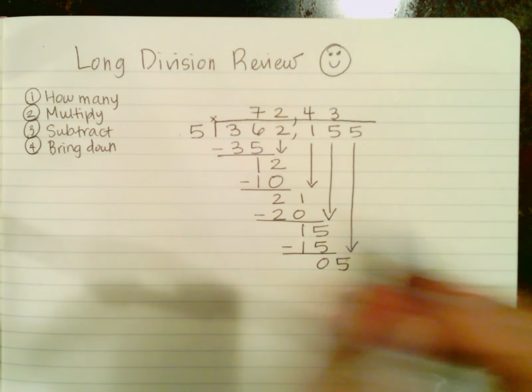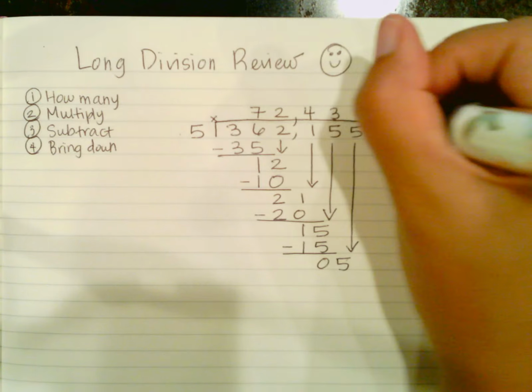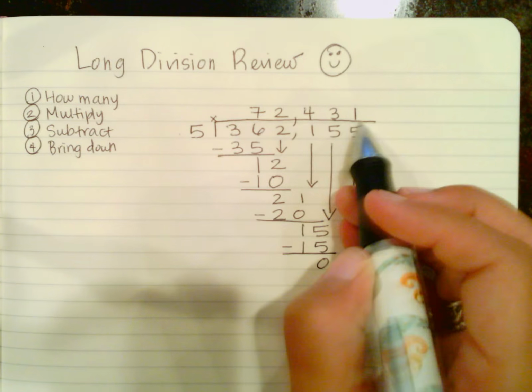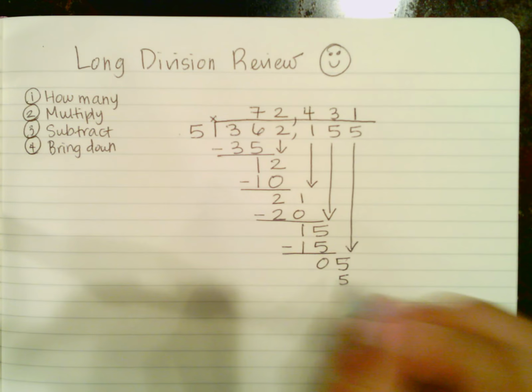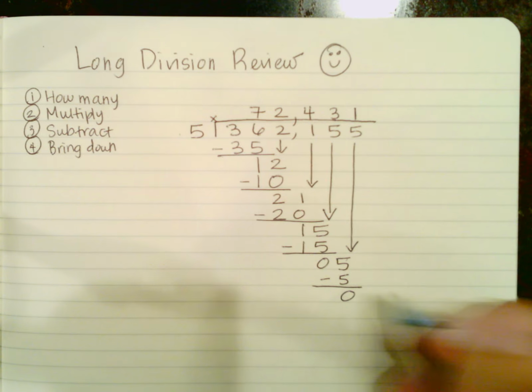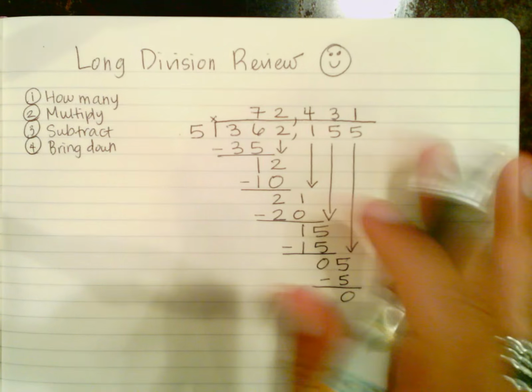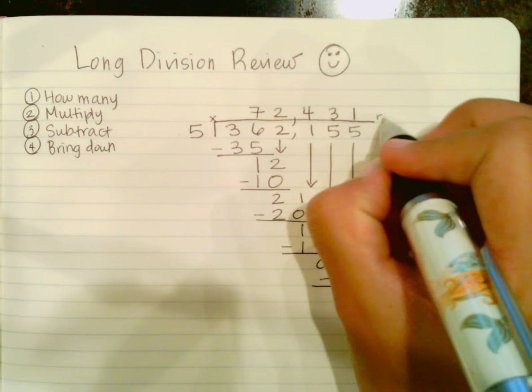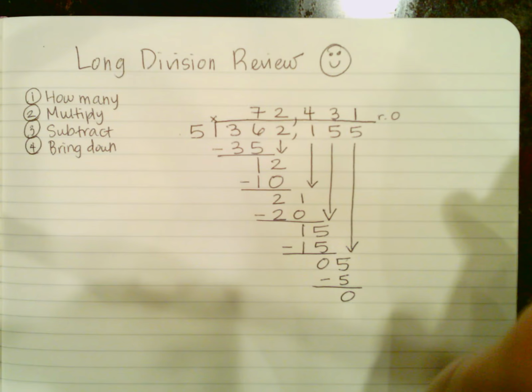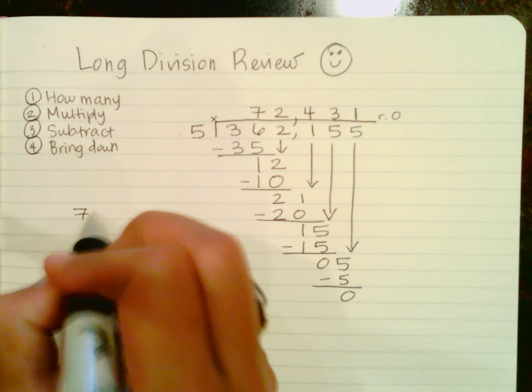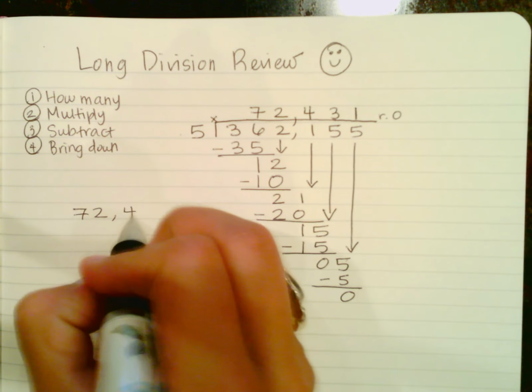Back to step 1. How many times does 5 go into 5? Once. Multiply. 1 times 5 is 5. Subtract. 5 minus 5 is 0, and we can't bring down any more numbers. We're done. Our remainder is 0, so we don't need to put anything. You can put R0 if you'd like, but that's not necessary. So our answer is 72,431.